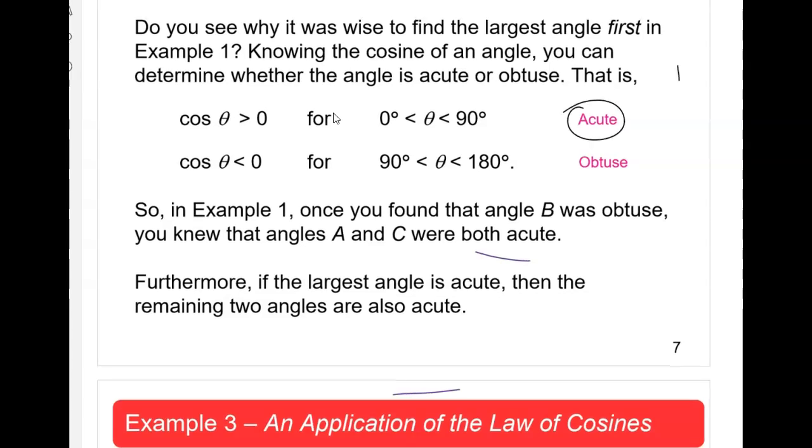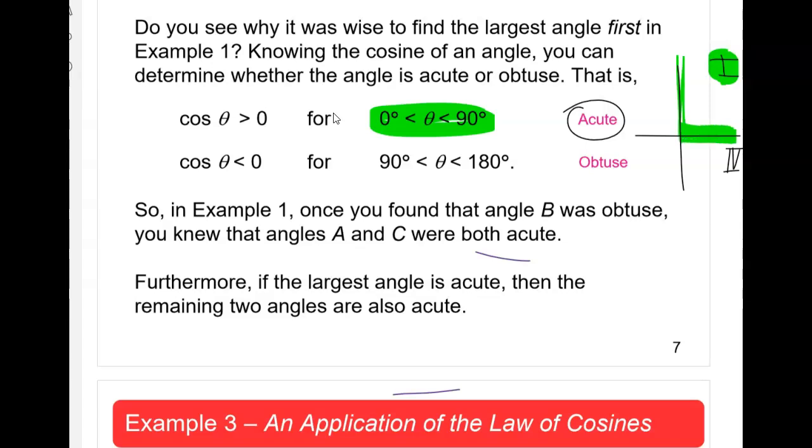How do we know that? Well, because in the xy axis, the cosine of theta in quadrant 1 is related to the x coordinate of the point. And so the x coordinates are positive in quadrants 1 and 4. However, we're not going to have an angle that is bigger than 180 because then it wouldn't be a triangle. So that's why we're only concerned about quadrant 1, the angles that go from 0 to 90.